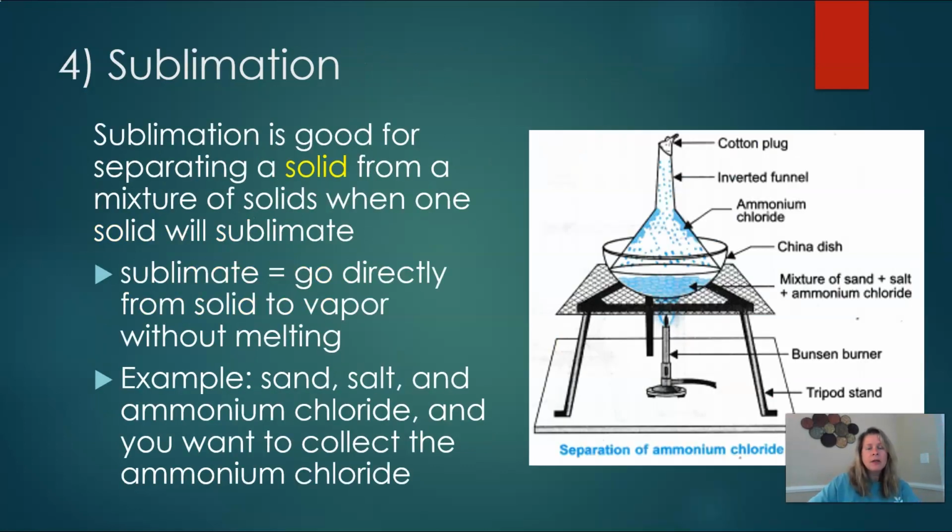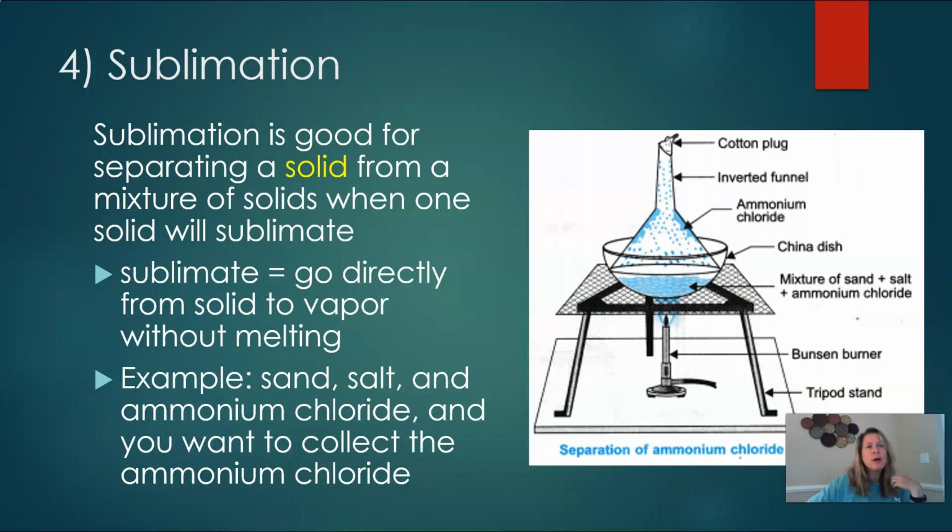Okay, and the fourth separation technique that we're looking at is called sublimation. You don't use this one too often. This is good whenever you have a mixture of different solids and one of those solids will sublimate. So we have to refresh back to physical science whenever you were in 8th grade, where we talked about sublimation. So in that case, we're talking about a change of state. So if you have a solid and you heat it up and it goes directly to vapor and bypasses the whole melting situation, it doesn't go through the liquid phase, then that's what we call sublimation.